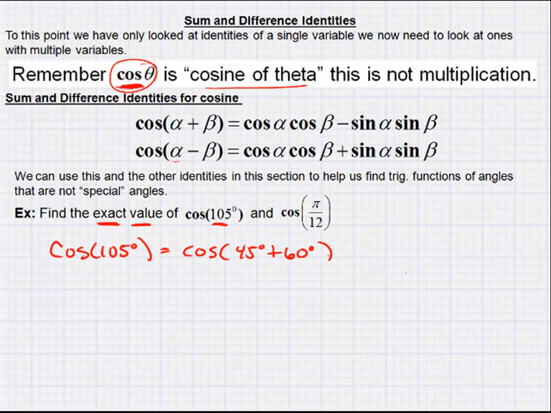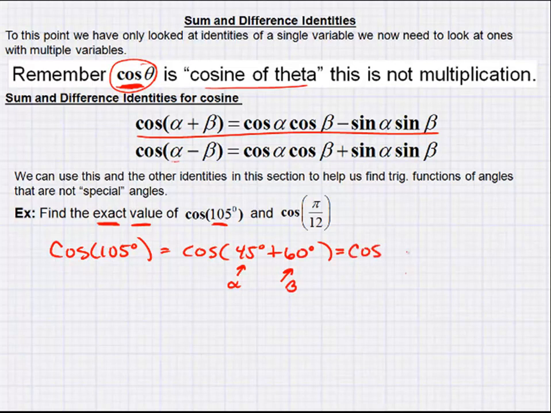So if I break 105 into 45 degrees and 60 degrees, the sum of those two things, I can use this sum identity. In that case, this would be my alpha and this would be my beta. And it really doesn't matter which one you call alpha and beta, because it's a sum and order in sums doesn't matter, it's commutative.